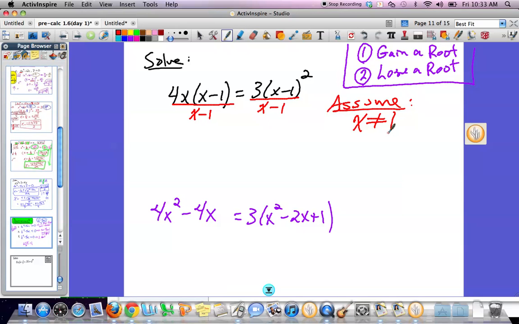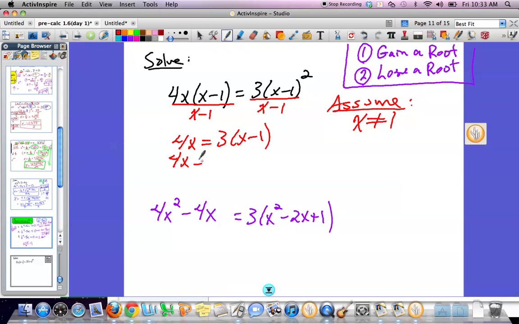How come? And a lot of us don't write it down, we just assume it. x can't be 1 because you get a 0 in your denominator. You can't have a 0 in your denominator. So be careful when you assume, because if you do that, you're going to get 4x equals 3 times x minus 1.